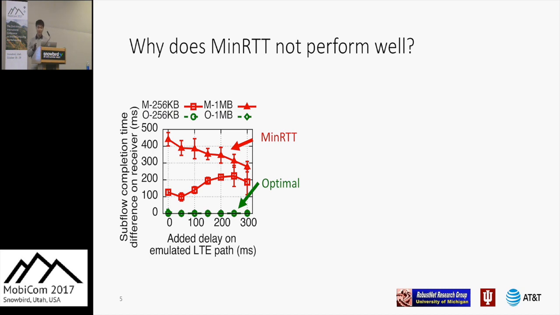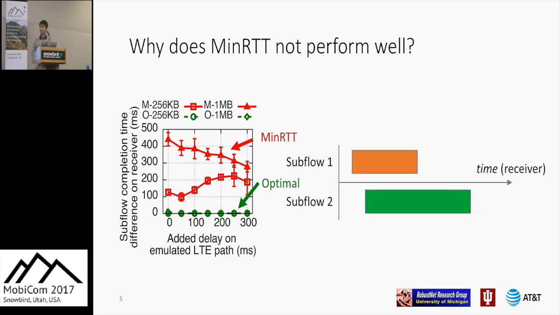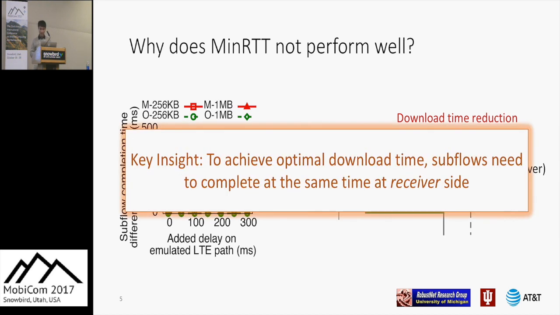This is an important implication from the results. Suppose we have two subflows that finish at different times at the receiver side. Say, on the right diagram, subflow 2 completes receiving data later than subflow 1. In this case, subflow 2 can offload some bytes to subflow 1 for transmission to achieve a shorter download time. So the key insight here is that to achieve the optimal download time, subflows need to complete at the same time at the receiver side.